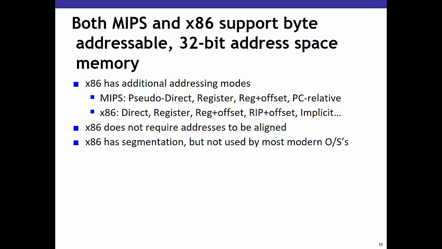x86 supports direct addressing, which is something which MIPS cannot support given its fixed instruction lengths, but also supports some of the same things that we see with register addressing mode, register plus offset, and has something similar to PC-relative called RIP plus offset, as well as other addressing modes such as implicit for instructions like push or pop, and many more addressing modes which we won't discuss at this time. Unlike MIPS, x86 also does not require addresses to be aligned when accessing data, so you don't need to check whether an integer or character is at a specifically divisible address when we're storing them into memory.